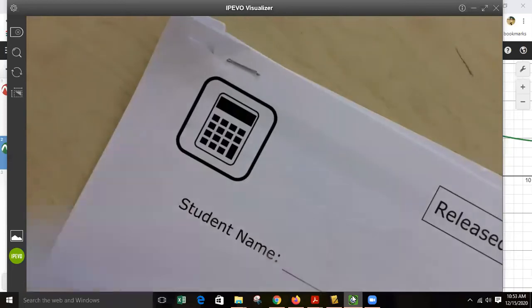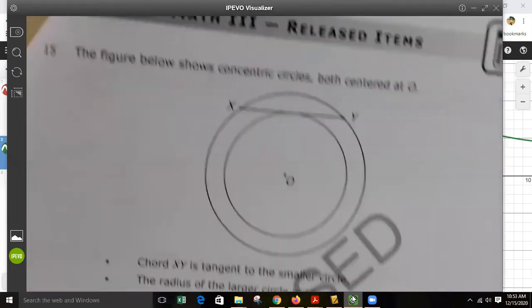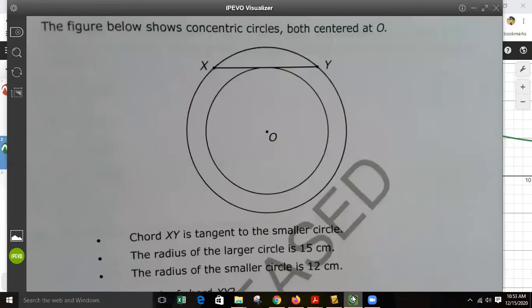Look at 15, same packet, number 15. All right, so the figure below shows concentric circles, which just means they're like ripples. They're inside of each other. That's what concentric means. Both are centered at O. Chord XY is tangent to the smaller circle. Remember we talked about tangent is either going to be like the ice cream cone theorem, or it's going to make a right angle. So we need to think about those two things.